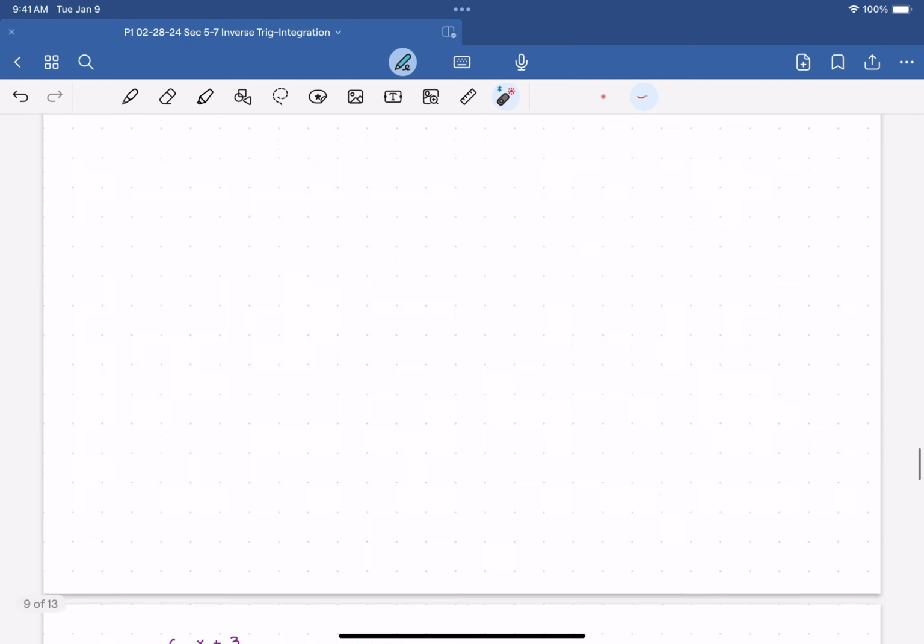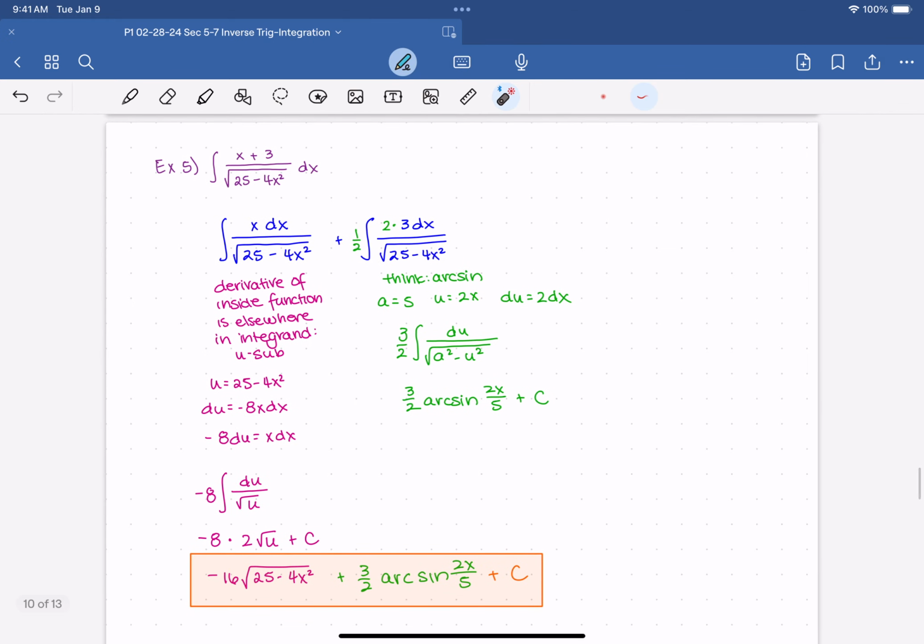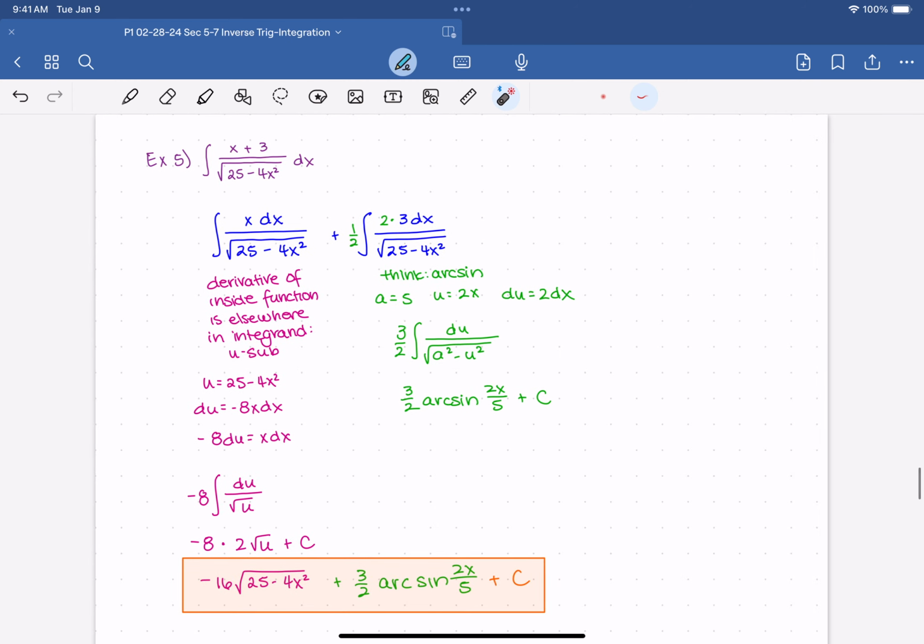Okay, let's look at the next one. So here's example 5. Now, example 5 also gets pretty tricky. So the derivative of the inside of the radical would be negative 8x. I have an x. I mean, I could put negative 8 here, and that would be okay. But then I have this 3. What do I do with the 3? Dang it. And if this x wasn't there, then I would be okay, because I could treat this like constant minus variable and make it an arcsine problem.